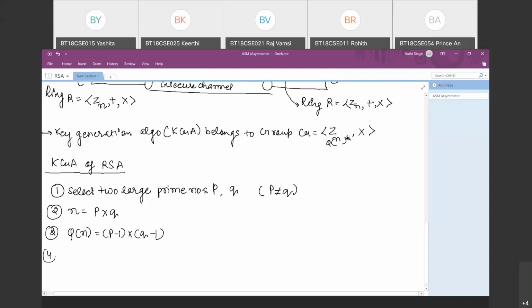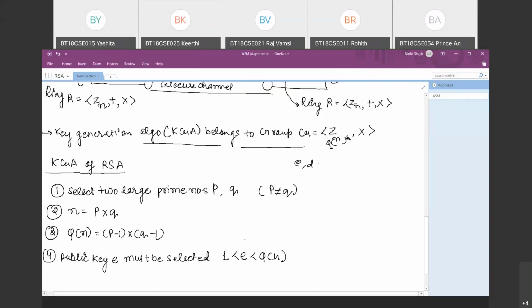Now it's time to generate the public and private key. My public key is indicated as E, and E must be selected in the range from 1 to phi n, because my key generation algorithm belongs to the group Z phi n star. So any value that is generated in the key generation algorithm, E and D, cannot be above phi n, because my set of residues is under phi n.